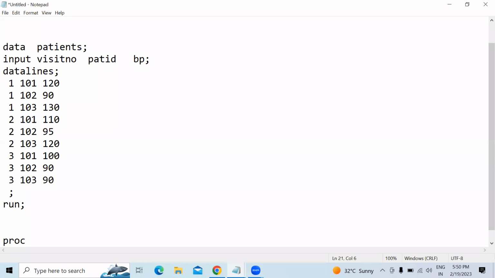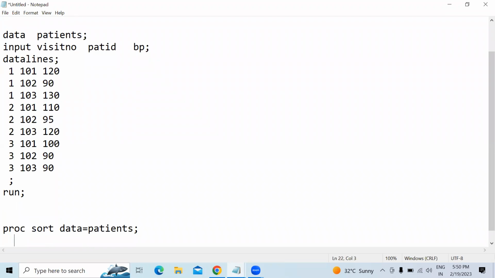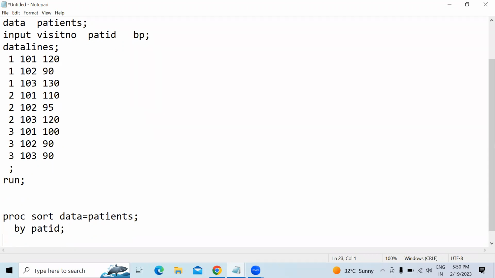To sort it, you have a predefined procedure here: proc sort data equal to. By which column do you want to sort it? By visit number. And you can choose, so instead of visit number, I'm going for patient ID. By default, the order is ascending. If you want descending, you have to add another keyword called descending here.